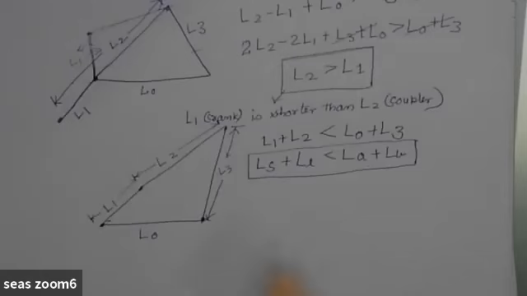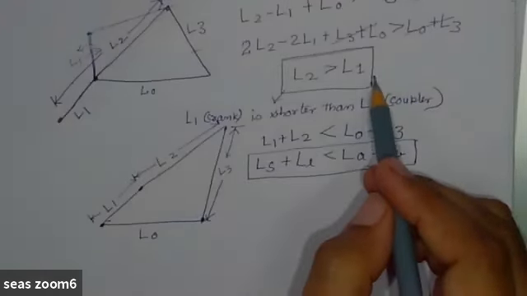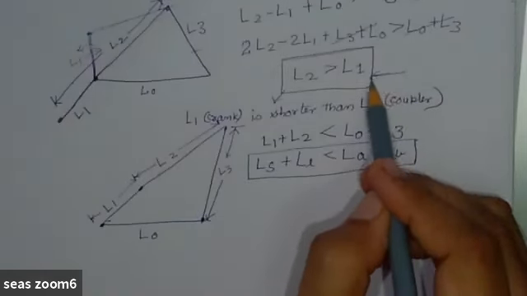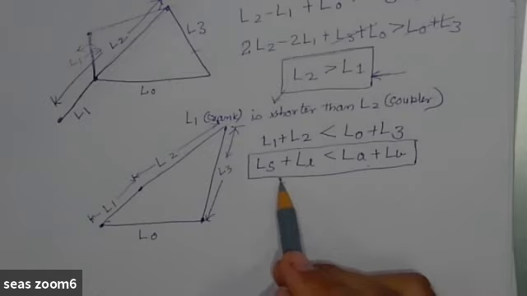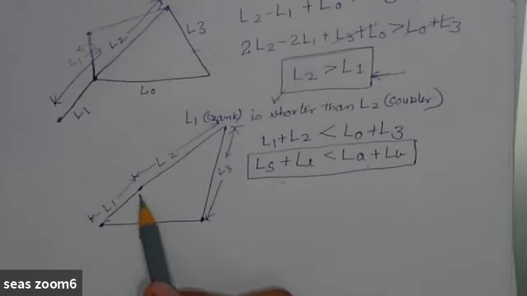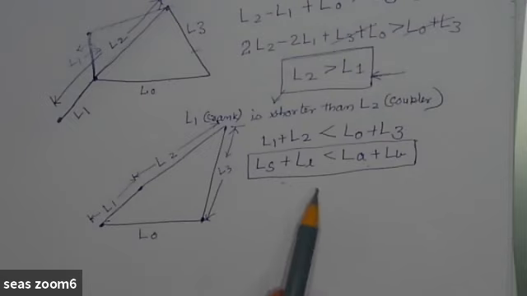So for a Grashof mechanism, there are these two conditions. One condition is that the crank must be shorter than the coupler, and the other condition is that the sum of the shortest link, that is L1, and the longest link, that is L2, must be less than the sum of the other two links. So if these two conditions are satisfied, then we say that the mechanism is a Grashof mechanism.